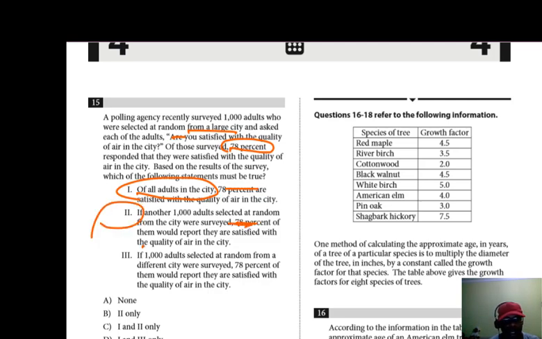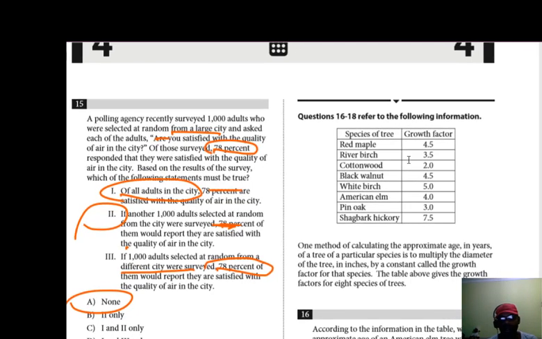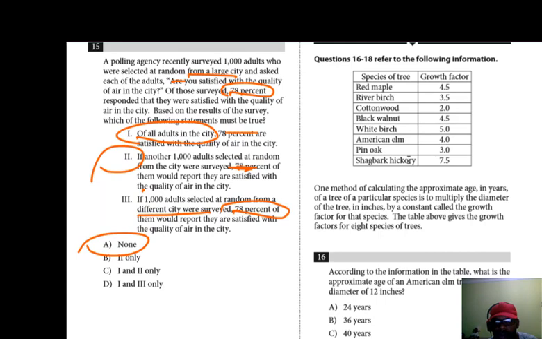May not be. Okay, may not be. If 1,000 adults selected at random from a different city were surveyed, again, how could it become the same 78% of them? None. Okay, none. Alright, so the sample space, one of the following calculations.